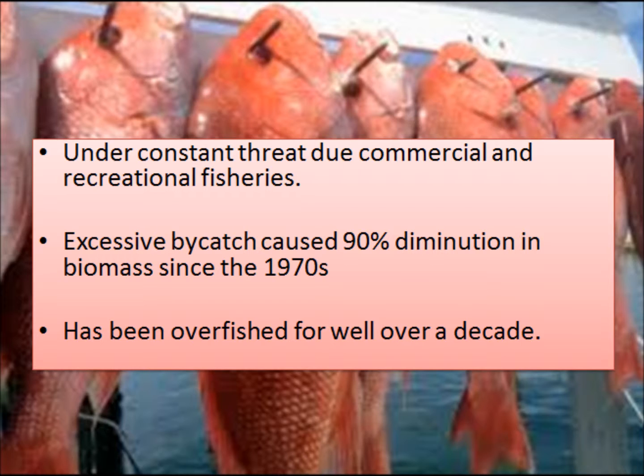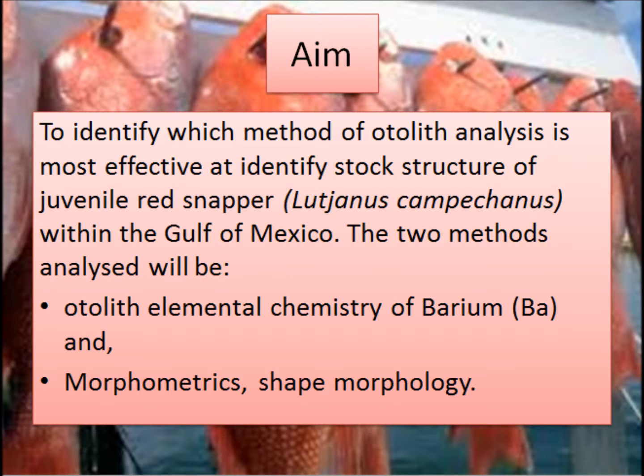Knowledge of population structure and dynamics has enhanced the understanding of red snapper ecology over the years. So the aim for the final project is to identify which method of otolith analysis is most effective at identifying stock structure of juvenile red snappers within the Gulf of Mexico. The two methods which I will be looking at to analyze the otoliths will be otolith elemental chemistry using the chemical element barium and morphometrics, which is a shape morphology study.